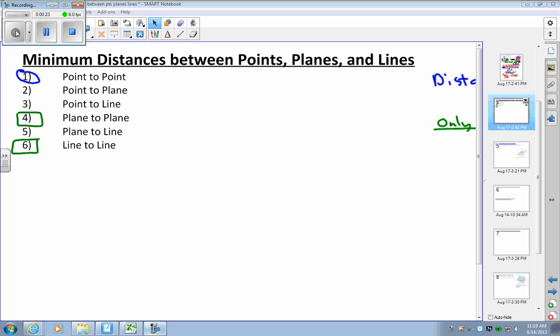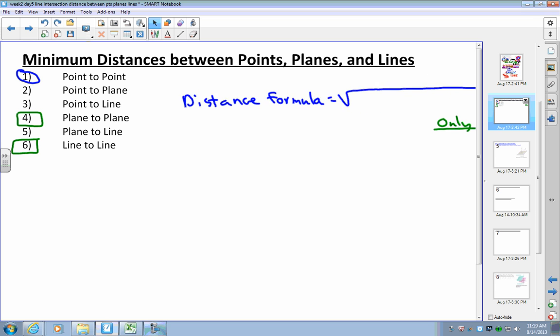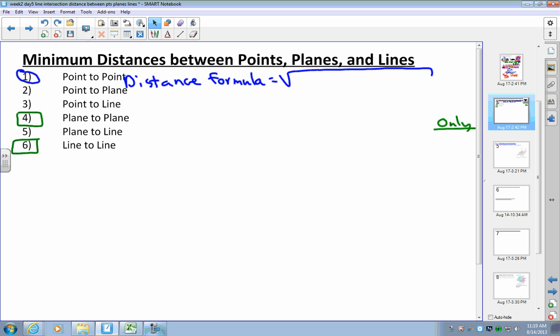The blue option, point to point, you already know how to do that. That's the distance formula in 3D. It's like finding the magnitude of a vector, that sort of thing. You've done that many times.